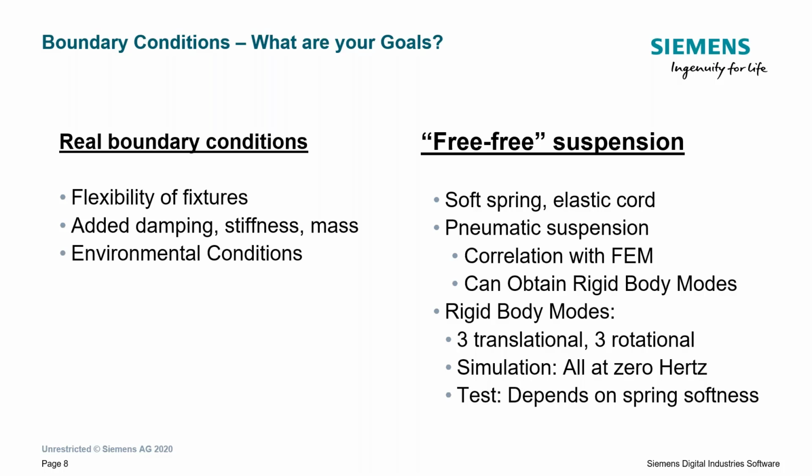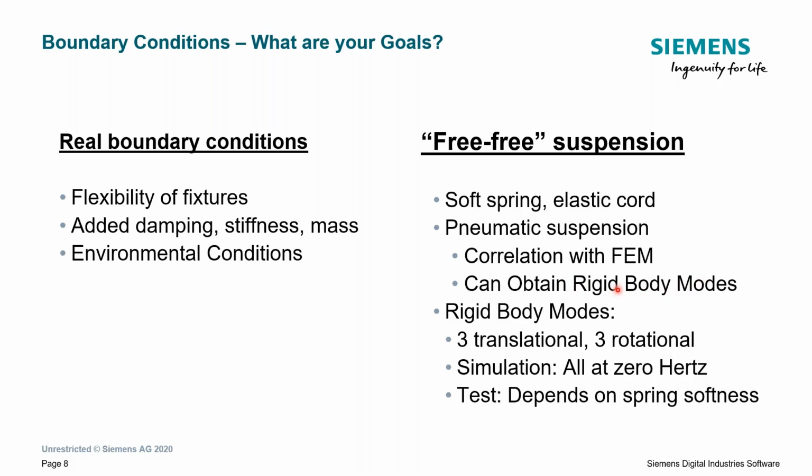But if we want to do some correlation to, say, a CAD model or some analysis that's been done, we might want to use something referred to as free suspension. So a free suspension means that we're going to put this structure on some kind of maybe bungee cords or pneumatic suspension with some airbags. It'll help with that correlation. And what we can really get from that too, if I add a laser pointer here, is some rigid body modes.